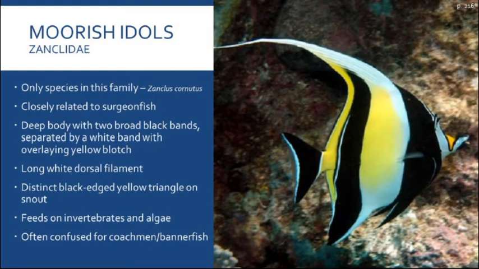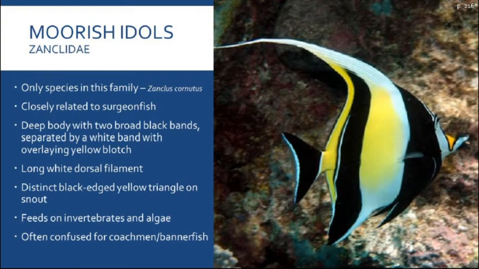Alright, the Moorish idol, or Zanclidae. Now, the special thing about Moorish idols is that they are actually the only species in this family. They don't have any other family members, any other species or genera in this family. It's just them all on their own. And they are actually quite closely related to sturgeonfish.